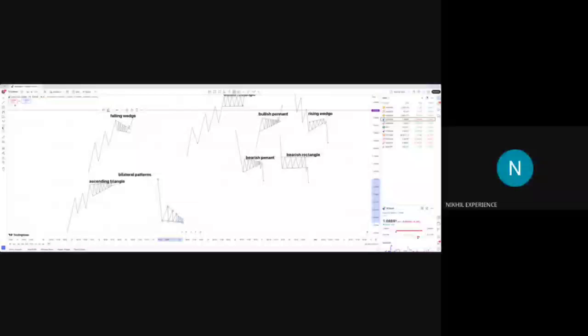So we like to wait for what? We like to wait to see that breakout. Then we add our candlestick confirmation to it. So once you see the breakout, wait for a retest. If it's breaking out to this place, you wait for a retest.